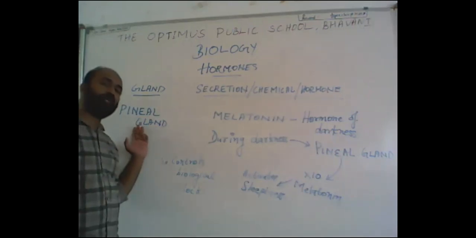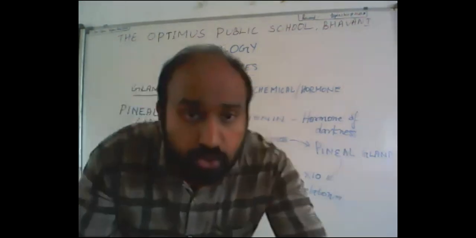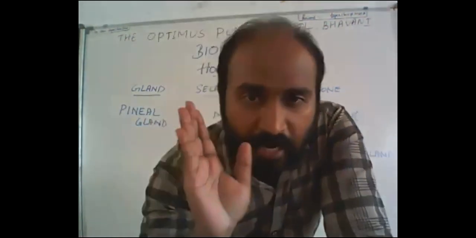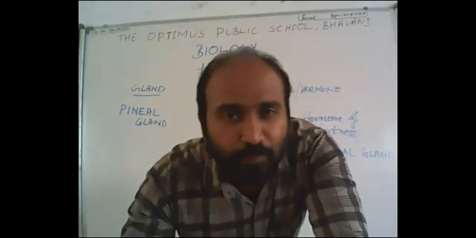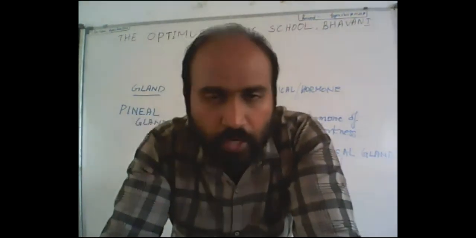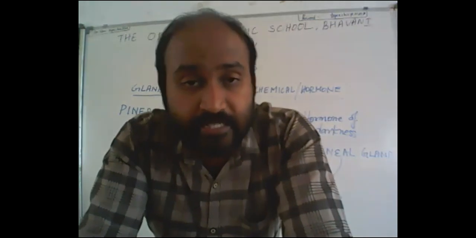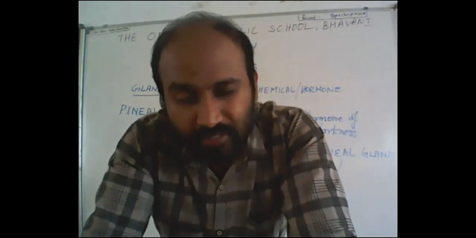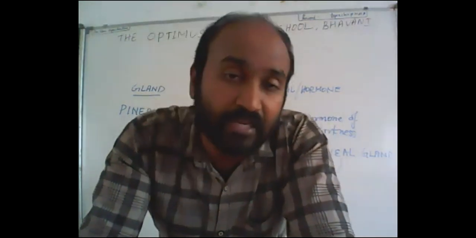The second gland which I'm going to discuss is the pineal gland. The pineal gland is also located near your hypothalamus and your pituitary gland. In that brain region itself, the pineal gland is present, so we can relate it to your brain. The pineal gland is also one of the first glands to get activated.